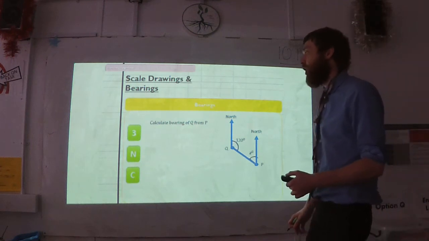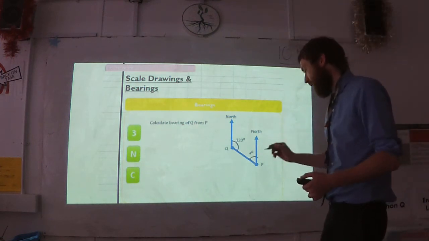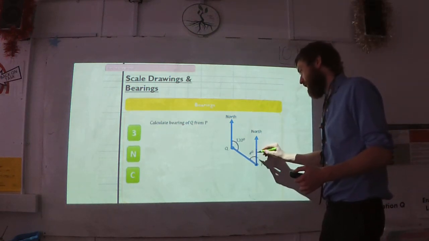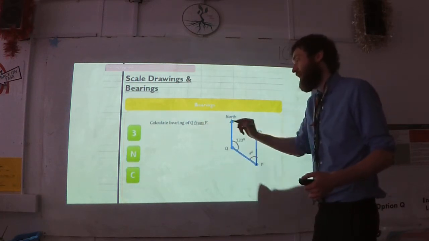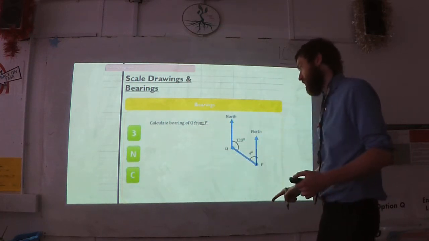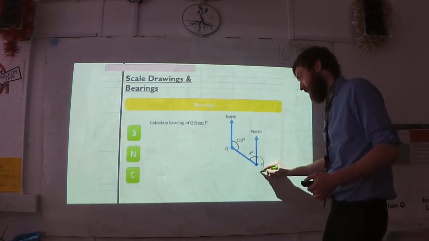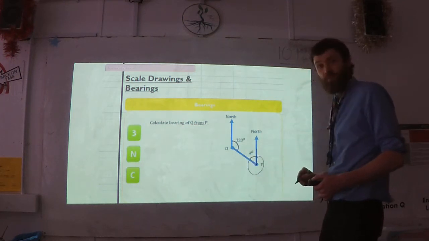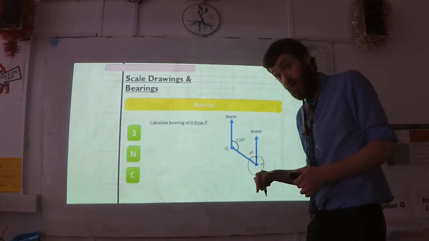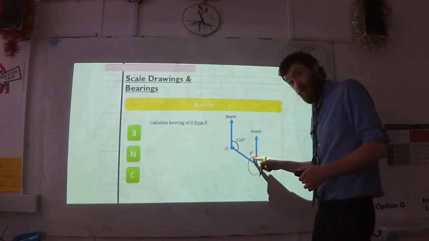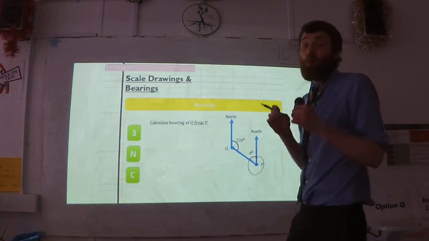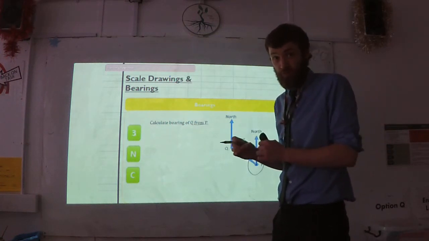Here, calculate the bearing of Q from P. So from P, here, of Q. Now you know if it's from P, we start here, we want it to Q, therefore we've got to work clockwise, so we actually want that angle there. Now the difference between this question and the last question is that we don't know this angle yet. So this is where we need to use our basic parallel line rules.